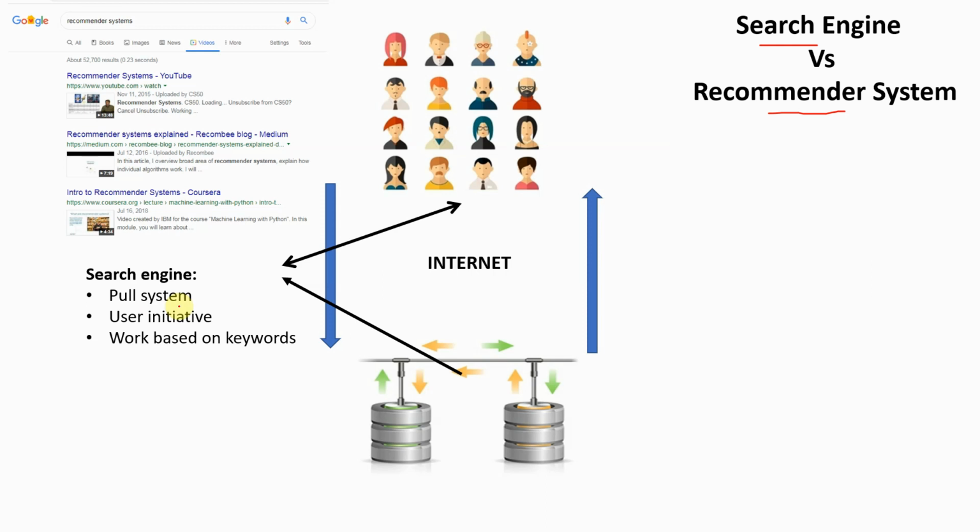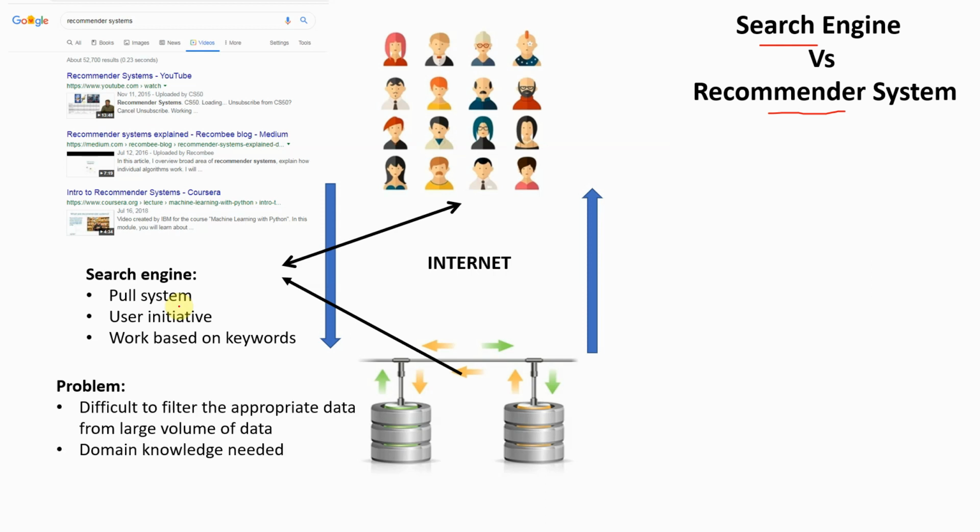One of the main problems in the search engine is that if you have a very huge amount of data in the database, it is difficult to filter the appropriate data from the large volume, because the user has to have proper domain knowledge; only then can he enter a proper keyword to get the specific data. So it is very important to search for an item from the database with the appropriate keyword. That's why the user needs particular domain knowledge in order to search in that search engine. If you want to search any item, we have to give the appropriate keyword.